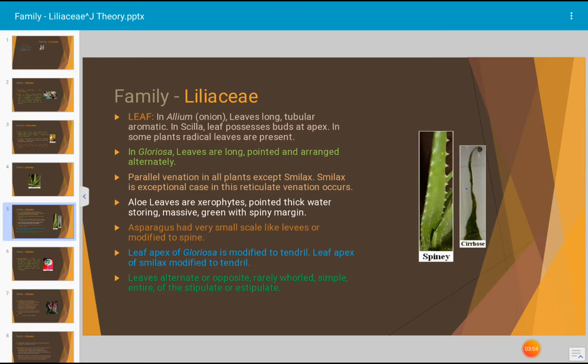Aloe vera leaves are xerophytic in nature. The aloe vera leaf is pointed, thick, water-storing, massive, green in color with spiny margin, as shown in the photograph. Asparagus has very small scale-like leaves, or the leaves are modified to spines. The leaf apex of Gloriosa is modified to a tendril, that is a thread-like structure. The leaf apex of Smilax is also modified to a tendril.